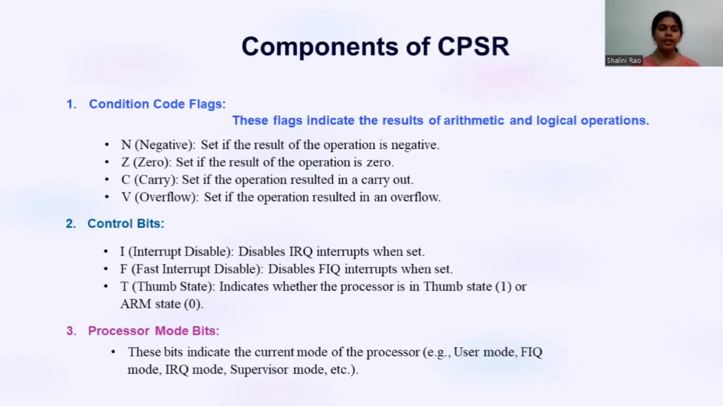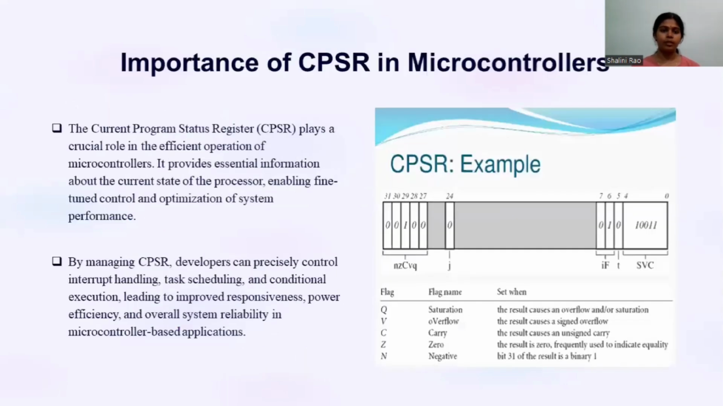Control bits. I, interrupt, disables IRQ interrupts when set. F, fast interrupt, disables FIQ interrupts when set. T, thumb state, indicates whether the processor is in thumb state 1 or ARM state 0. Processor mode bits. These bits indicate the current mode of the processor, for example user mode, FIQ mode, IRQ mode, supervisor mode, etc.